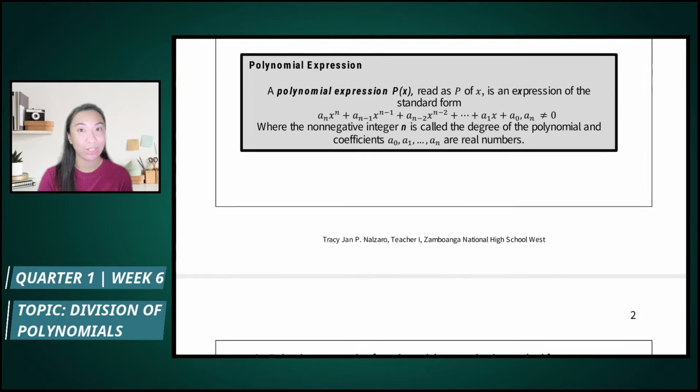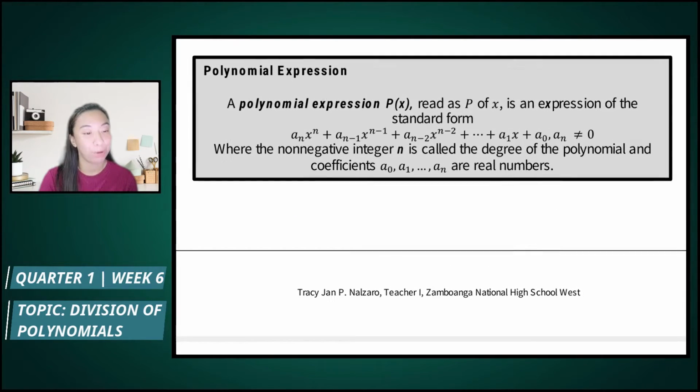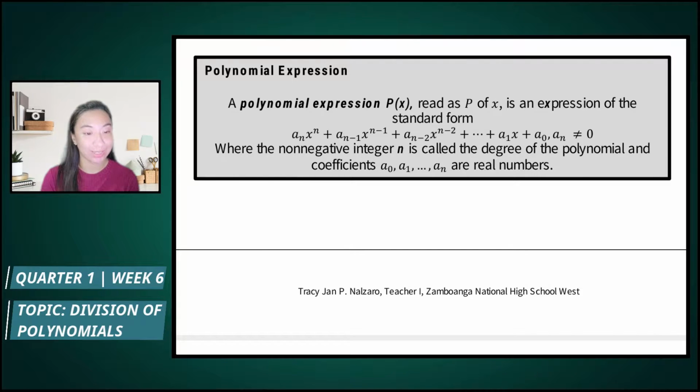Now, let us proceed with the definition of polynomial expression. Accordingly, a polynomial expression, which is read as p of x, is an expression of the standard form a sub n x raised to n plus a sub n minus 1 times x raised to n minus 1 plus a sub n minus 2 times x raised to n minus 2 plus until a sub 1 x plus a sub 0, where a sub n should not be equal to 0, where the non-negative integer n is called the degree of the polynomial, and coefficients a sub 0, a sub 1 until a sub n are all real numbers.